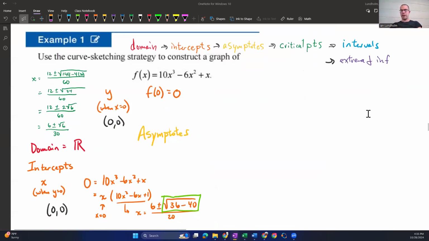Really in calculus, we're here to focus in on the critical points and the intervals and the extrema and that kind of stuff. So let's go ahead and move on to that part. But yeah, asymptotes, none. It's just a polynomial. Let's go to the next part, which is green. All right. Critical points.